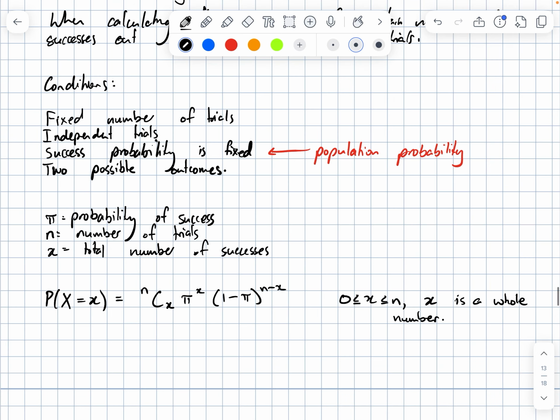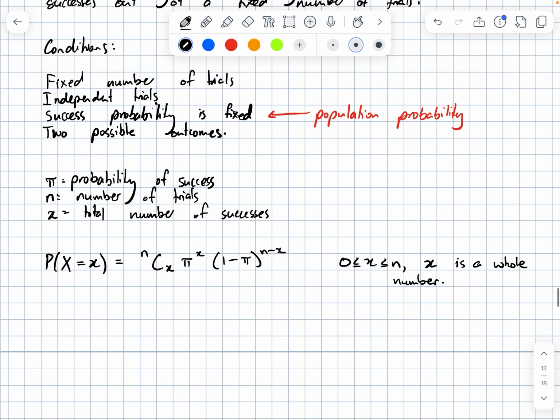Now going into this formula a little bit more, the pi is your probability of success. Your 1 minus pi, well, that's just going to be your probability of failure. So right there we have our two different outcomes. And for their powers, if x is the number of successes that we want, then n minus x will be the number of failures. And then we have this coefficient in front, nCx.